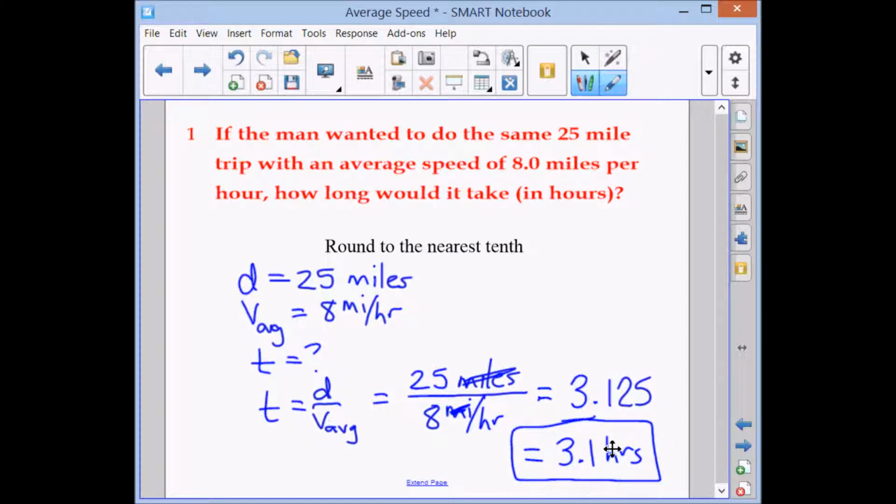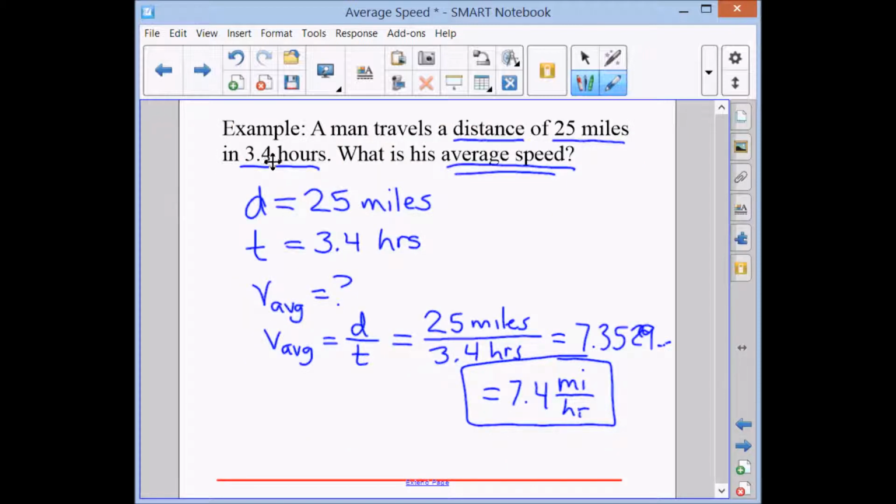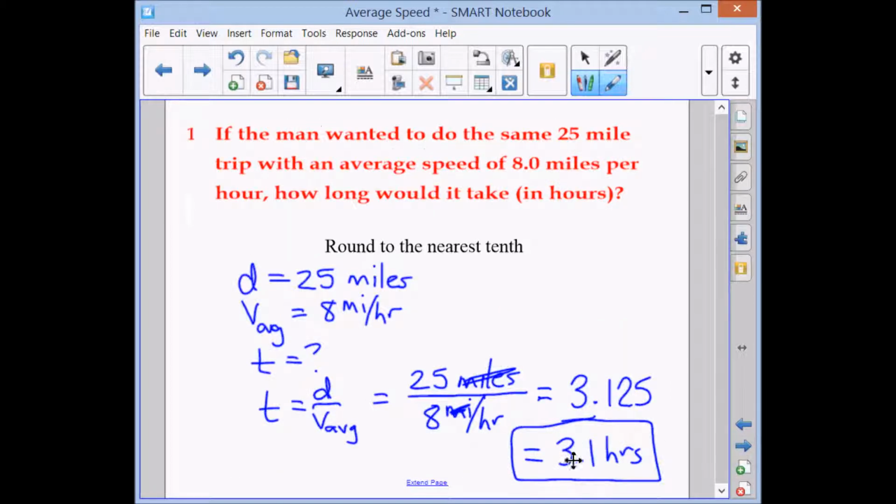So it's going to take him 3.1 hours, which makes sense because before he went 25 miles in 3.4 hours at this average speed, and now he goes faster, and so it takes him less time to do that. You should always check the logic of your answers to make sure it makes sense, because if it doesn't make sense, then you probably did something wrong along the way.